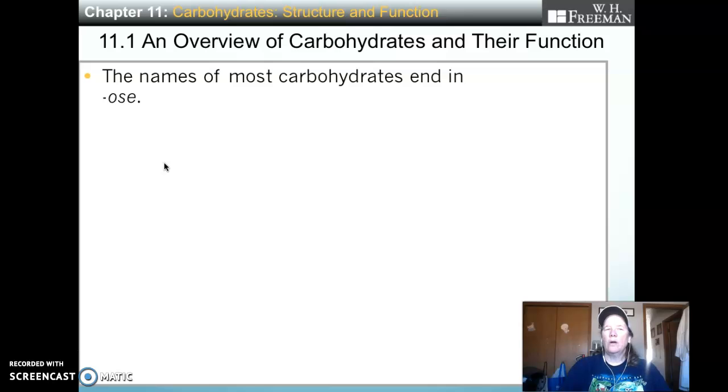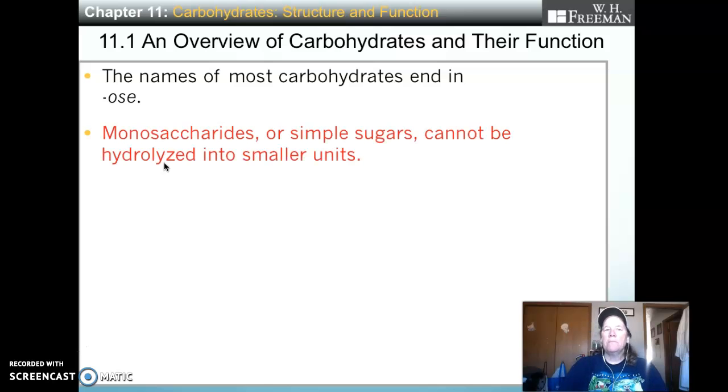Okay, so when you look at carbohydrates, most of them end in -ose: glucose, fructose, lactose. That tells you if it ends in -ose, it's probably a carbohydrate. If it ends in -ase, then it's an enzyme, which would be a protein. Okay. Monosaccharides are simple sugars, and you can't break them down anymore. That's as small as you get.